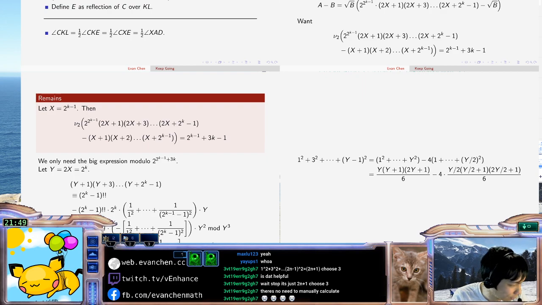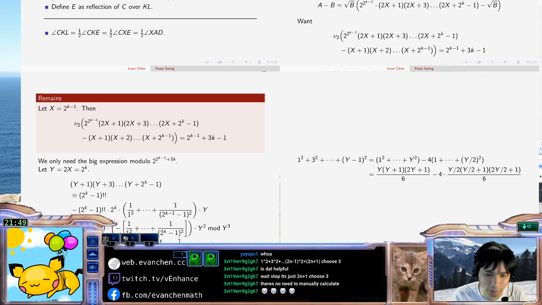Wait, stop. It's just 2n plus 1 choose 3, is it? Oh, okay. Thanks for the tip. I'll take your word for it. 2y plus 1 choose 3. Okay, so, well, I actually better write it out in the expanded form. y, 2y plus 1, 2y minus 1 over 3.